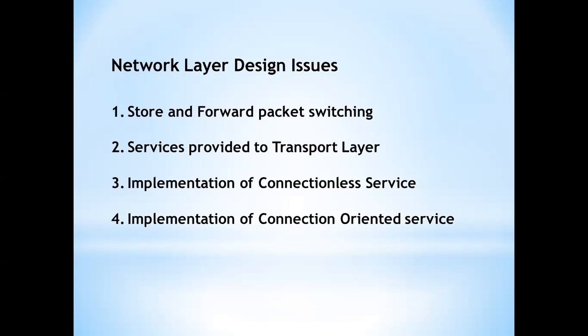Next is implementation of connection oriented service. For the connection oriented service, a path from source to destination needs to be established before sending any data packet. This connection is called a virtual circuit, VC, and the subnet is called a virtual circuit subnet. Here all the packets follow the same path which was established before the communication. When this connection is closed, the virtual circuit is also terminated.